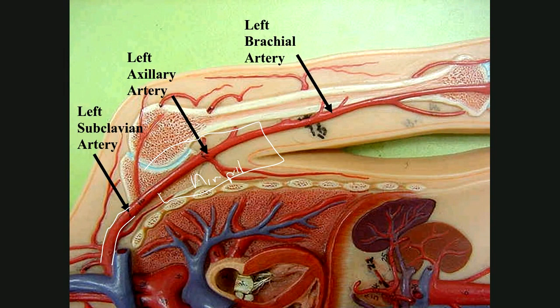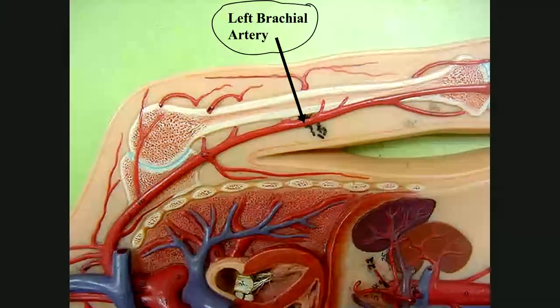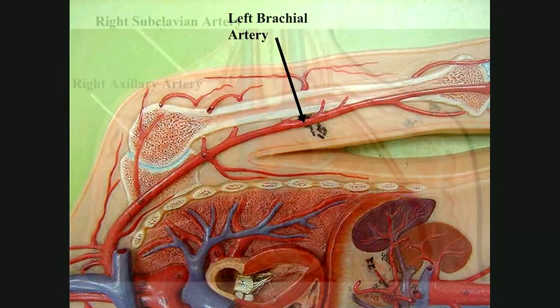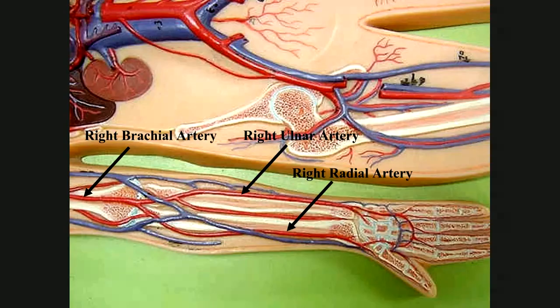And then it's going to go down the arm itself. And the upper part of the arm, remember, is called brachial. And so that's what this artery is called. It's called the brachial artery. And again, there's one on each side. If we follow it on down, our brachial is going to turn into these arteries. There's the brachial right there.